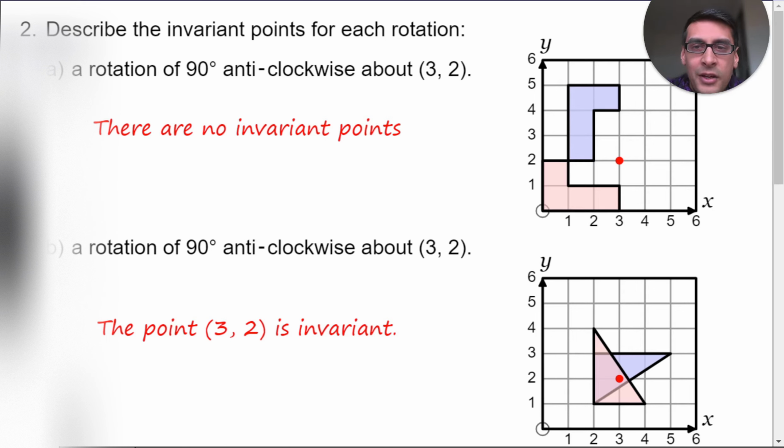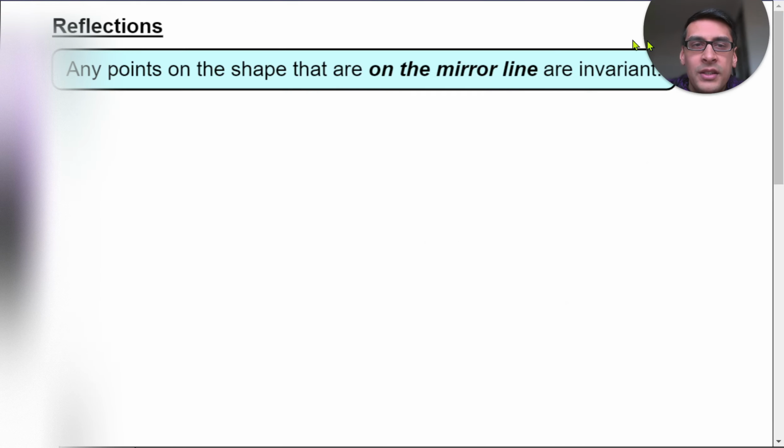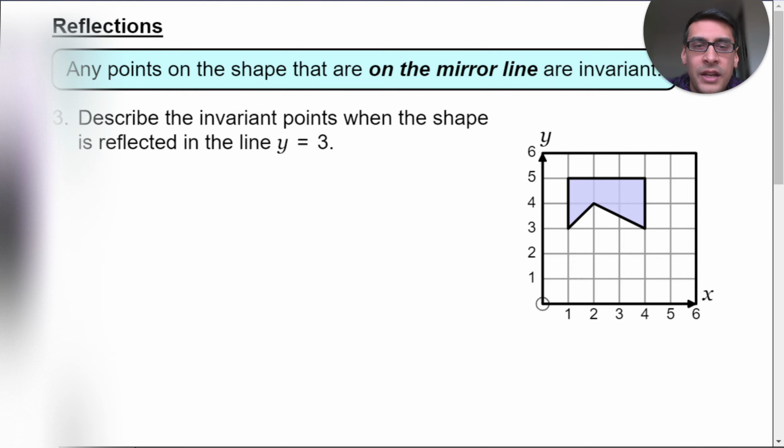What we're going to look at now is reflections. What are the properties of shapes when we're reflecting? Any points on the shape that are on the mirror line itself are invariant. So let's look at this example here. We have an irregular pentagon there. Describe the invariant points when the shape is reflected in the line y equals 3.